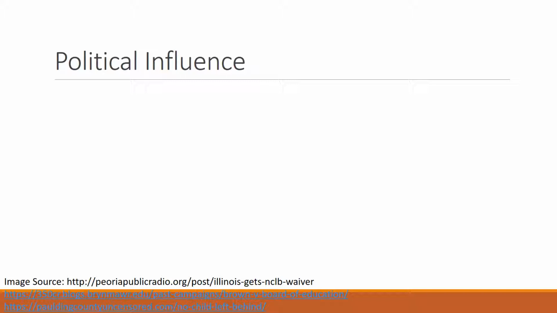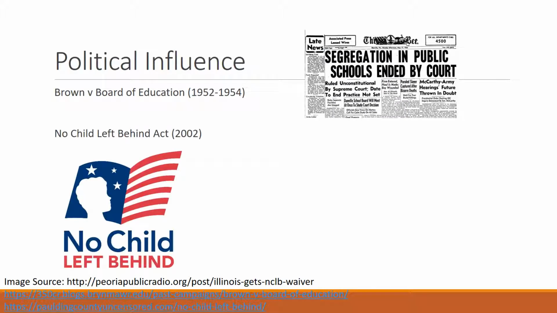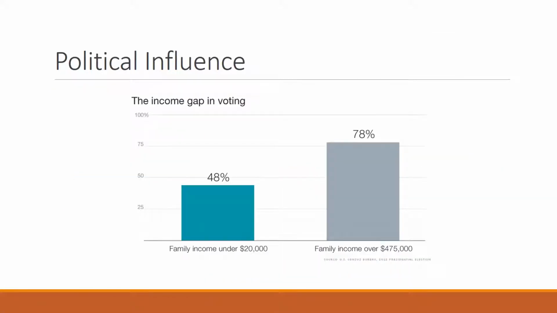Politicians and other elected officials, such as judges, make many decisions that affect our education system. One of the most famous and influential decisions dealing with segregation in education was Brown v. Board of Education. Other more recent decisions have been No Child Left Behind and the Every Student Succeeds Act. These and many other decisions that affect our education system have been made by elected officials. These elected officials get their power from the voting Americans.